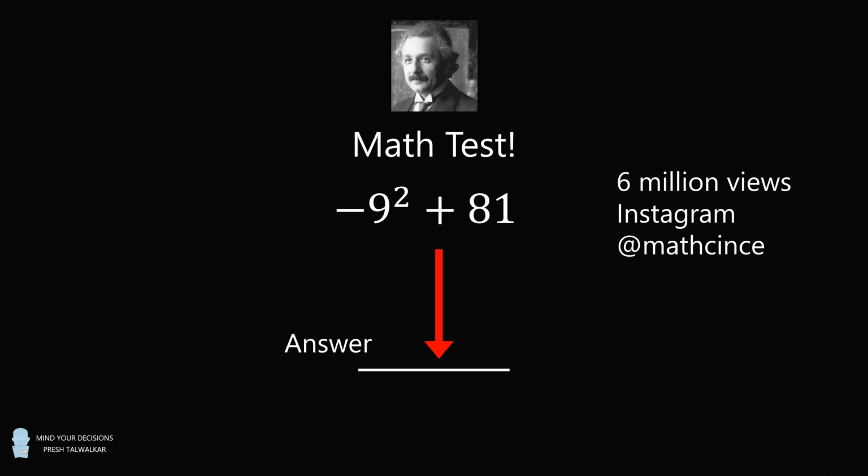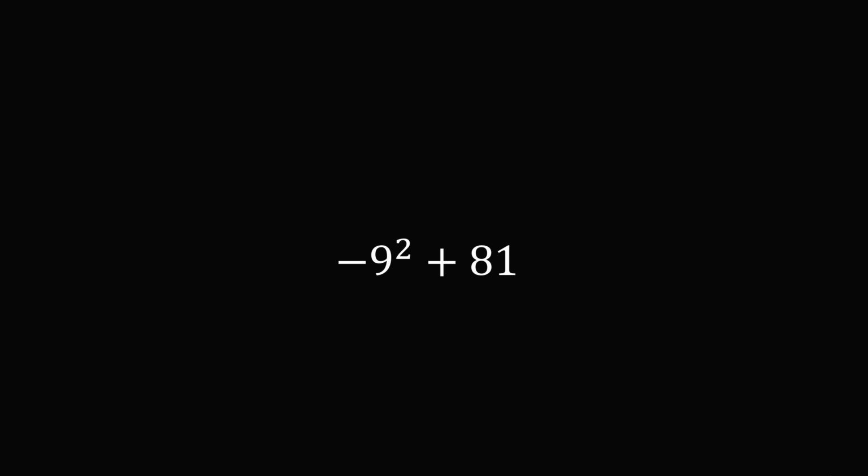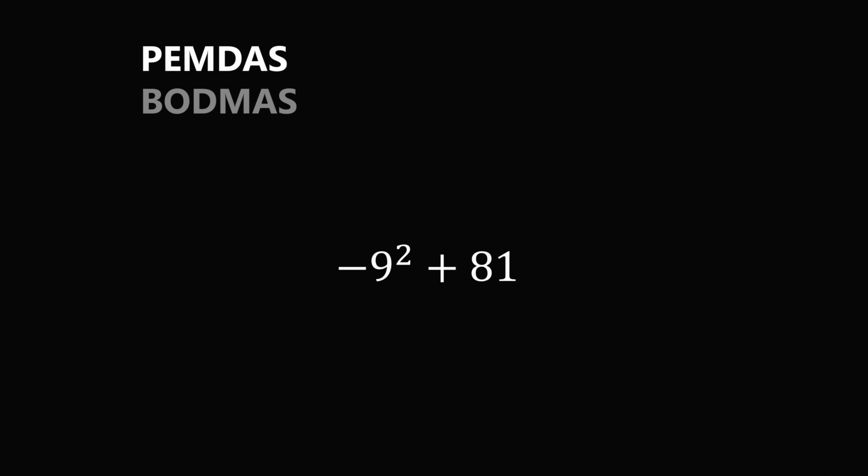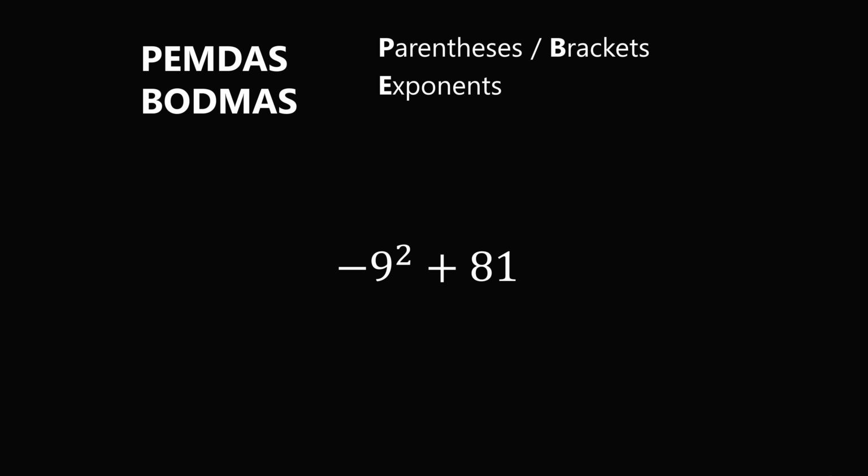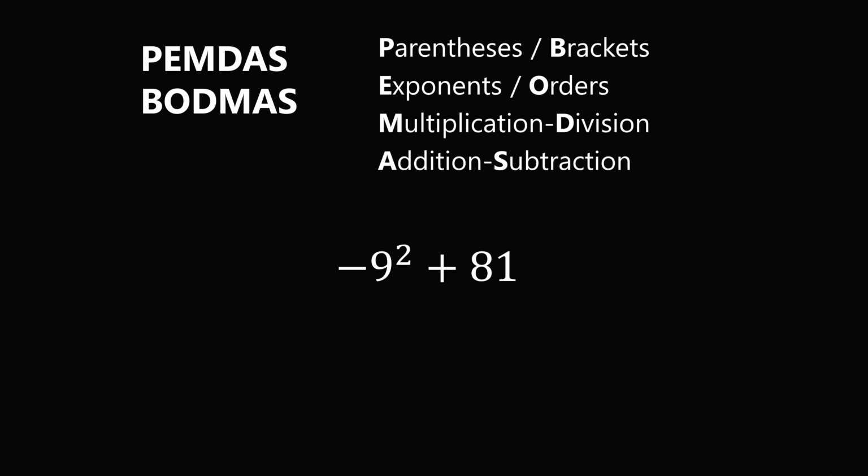In this video, I'm going to explain the correct answer according to the modern interpretation of the order of operations. Under that interpretation, the correct answer is 0. I'm going to explain why. We can remember the order of operations by the acronyms PEMDAS or BODMAS. This refers to parentheses/brackets, exponents/orders, multiplication and division, and addition and subtraction. If you have two operators of the same precedence, evaluate from left to right.